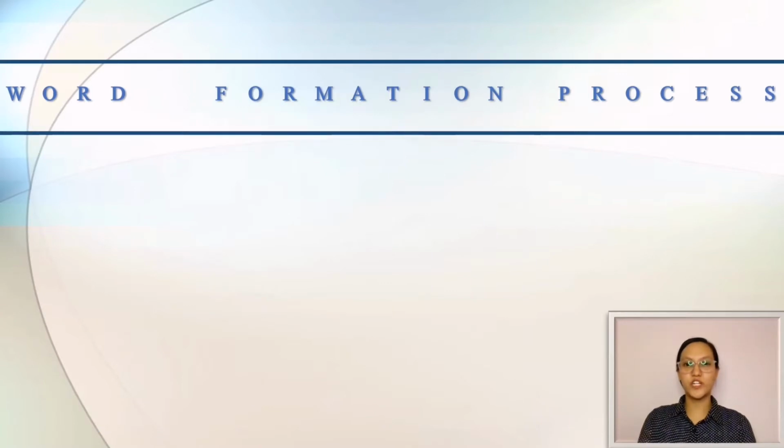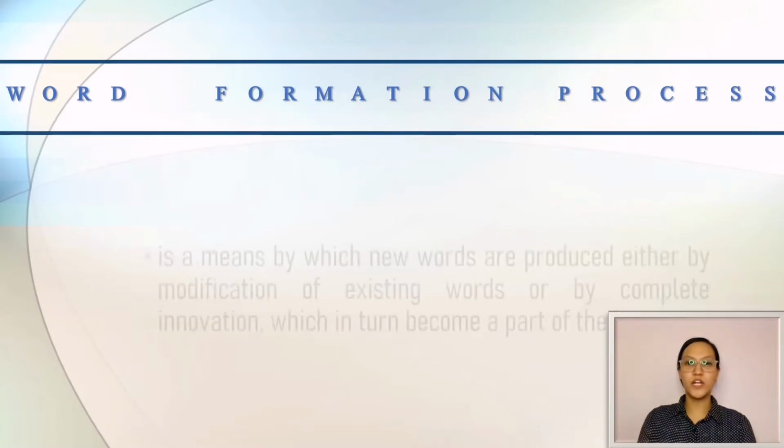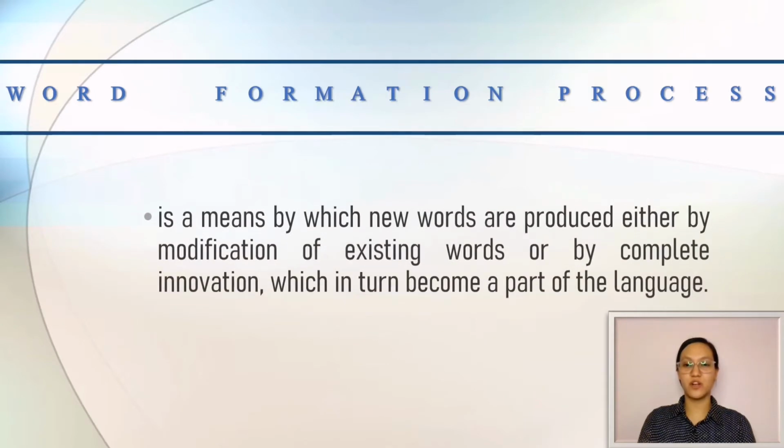Let us first know what word formation process is. Word formation process, also called morphological process, is a means by which new words are produced either by modification of existing words or by complete innovation, which in turn become a part of the language. According to this definition, there are two general procedures in word formation. They are modification of existing words and complete innovation. So again, we can form a word by either modification or innovation, but that's generally speaking.